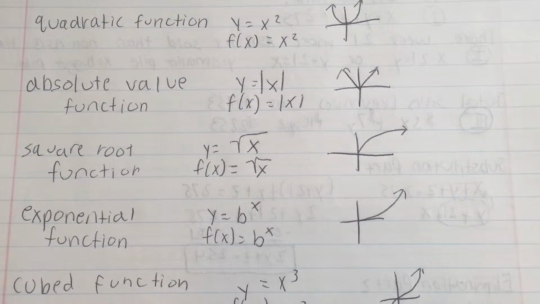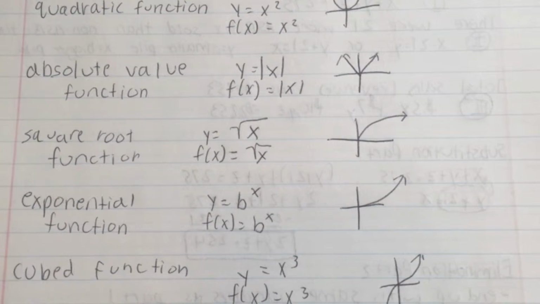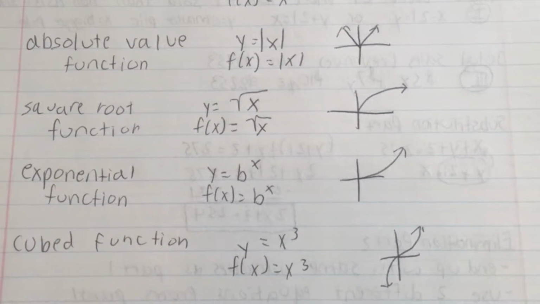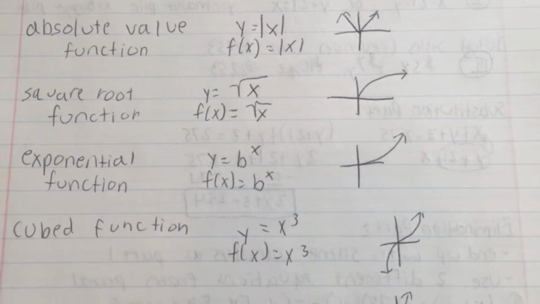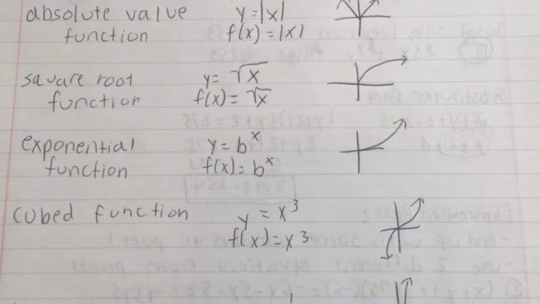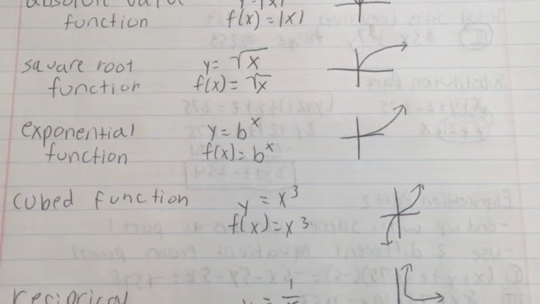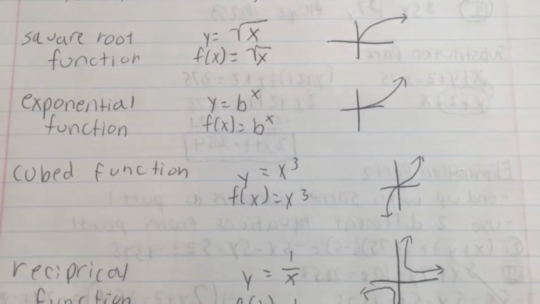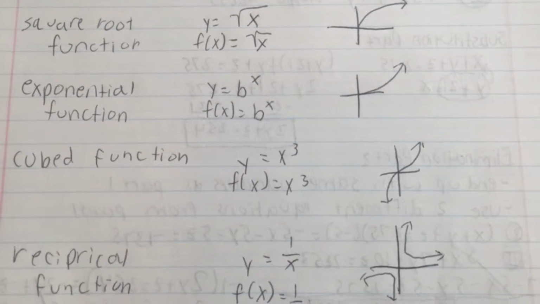The sixth is a curved line going down and out through the function y equals b of x. The seventh is a curvy line going in both positive and negative axes through the function y equals x cubed. The eighth is 2 L-shaped lines in quadrant 1 and 3, and those are the 8 parent functions.